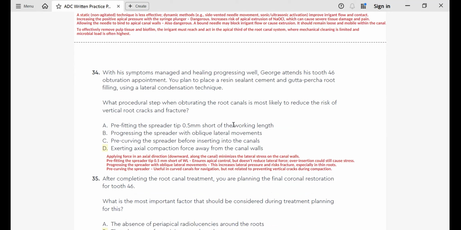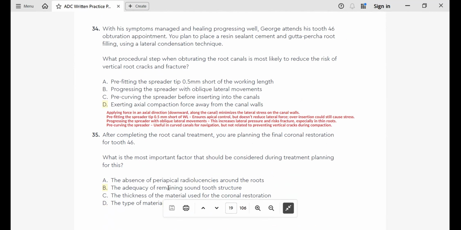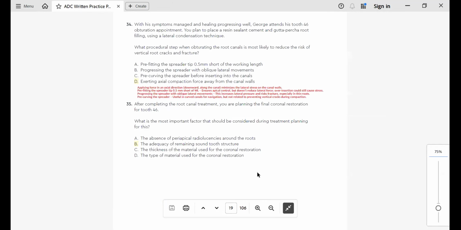After completing the root canal treatment, you're planning to place the final coronal restoration. The most important factor will be the adequacy of remaining sound tooth structure. All right, I'll zoom out a bit, and when we have any explanation, I'll zoom in again.